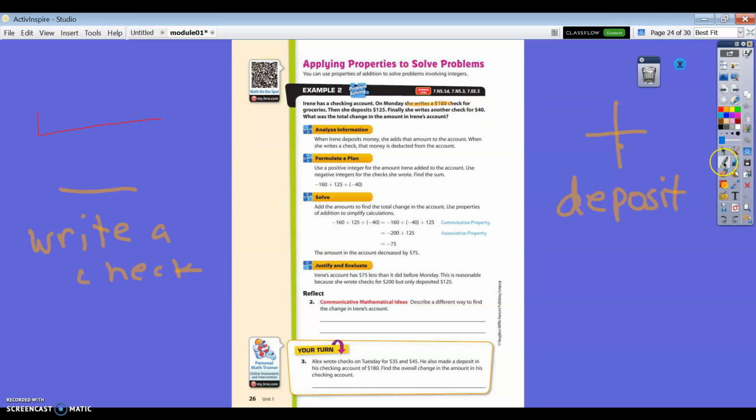So let's write the negatives over here. She's got negative 160. And then she got negative 40. And then she's got positive 125. So combine the negatives. 160 plus 40 is negative 200. So negative 200 plus 125. Looks like she's going to be down 75. Does that fit what they have here? Yes.